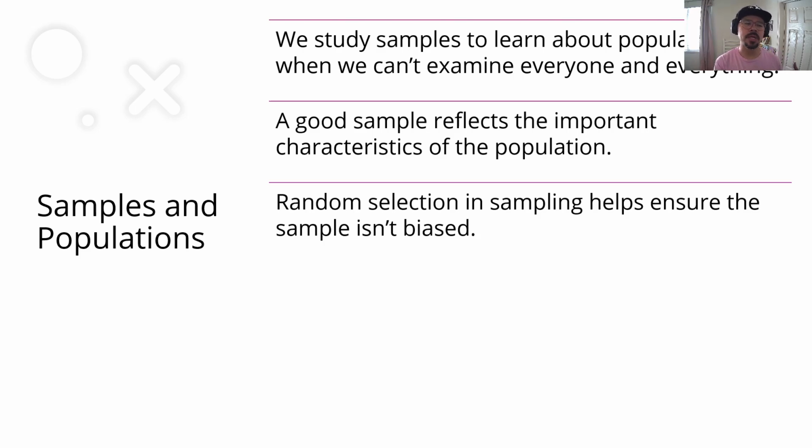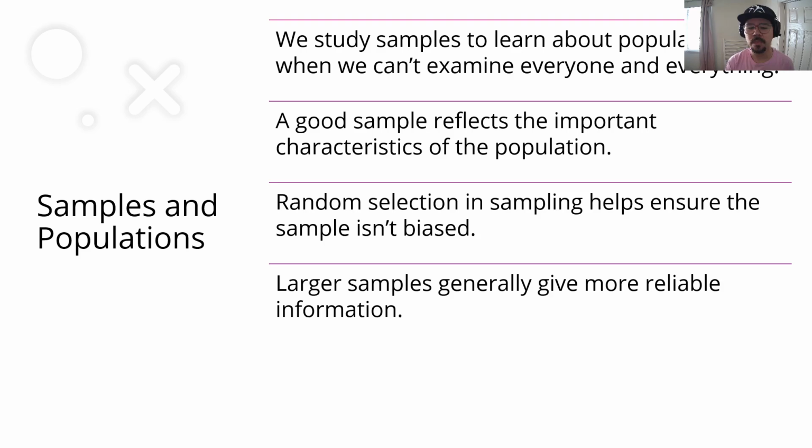So we're going to explore in just a few slides here this idea of random sampling as well as non-random sampling. Larger samples, the bigger sample that we can collect, generally give more reliable information. We're going to learn later about this idea called the law of large numbers. We're not going to focus on that yet. We'll come back to it later in this presentation.